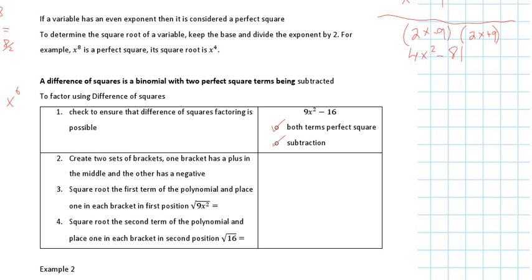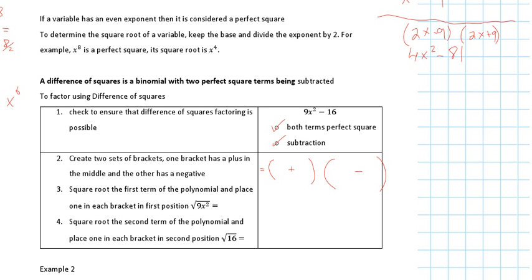How do I factor that? You're going to put two brackets. Okay? These are the steps that you're going to have in your head. You don't have to follow these steps, but this is basically what you need to do. You're going to put two brackets. In one bracket you're going to put a plus. In the other bracket you're going to put a minus. It doesn't matter which one you put first.